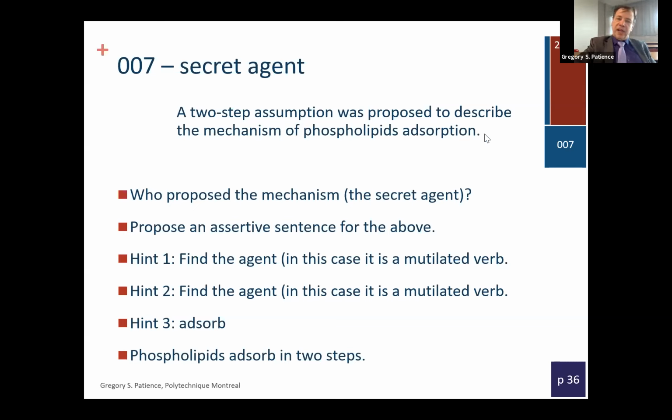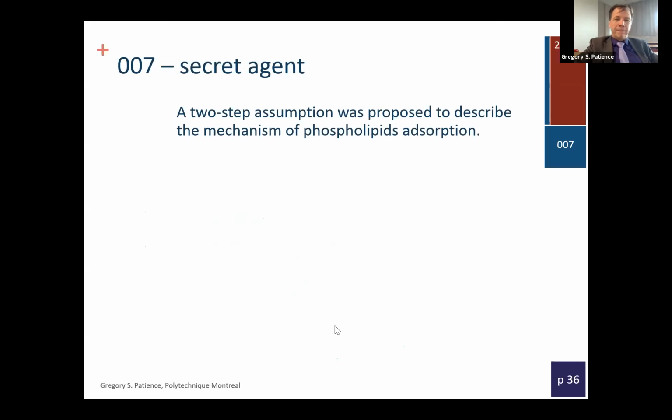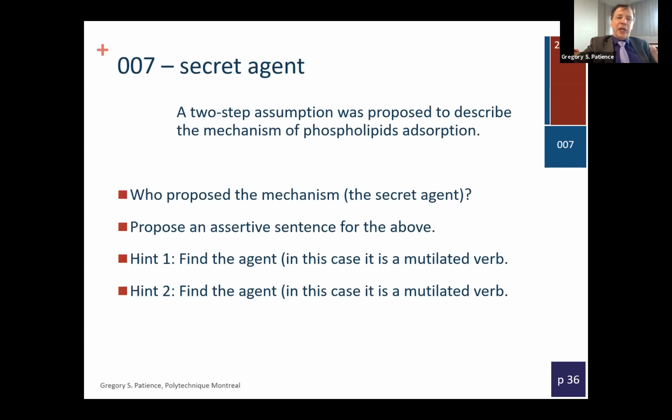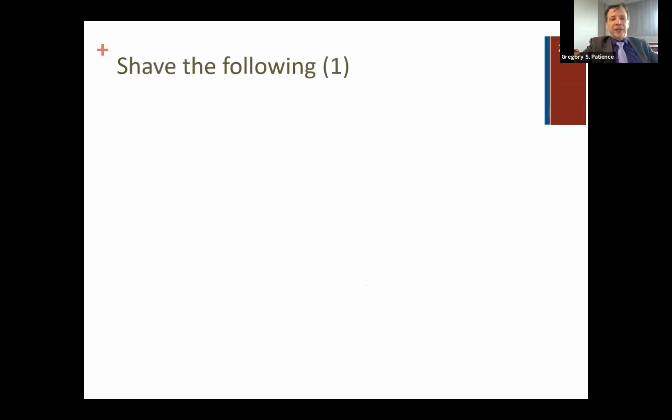So you can see that we have "was proposed"; we've identified phospholipids, adsorb is the verb, and then we've got two steps. Okay? So that's what we're trying to drive towards: find who is doing what and make that the agent.